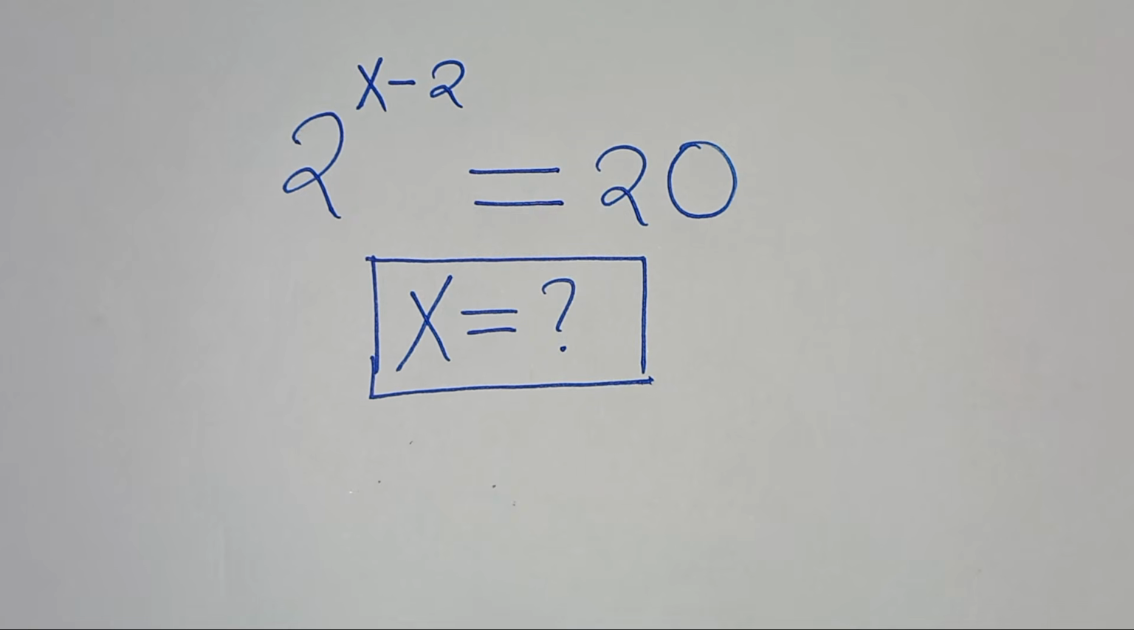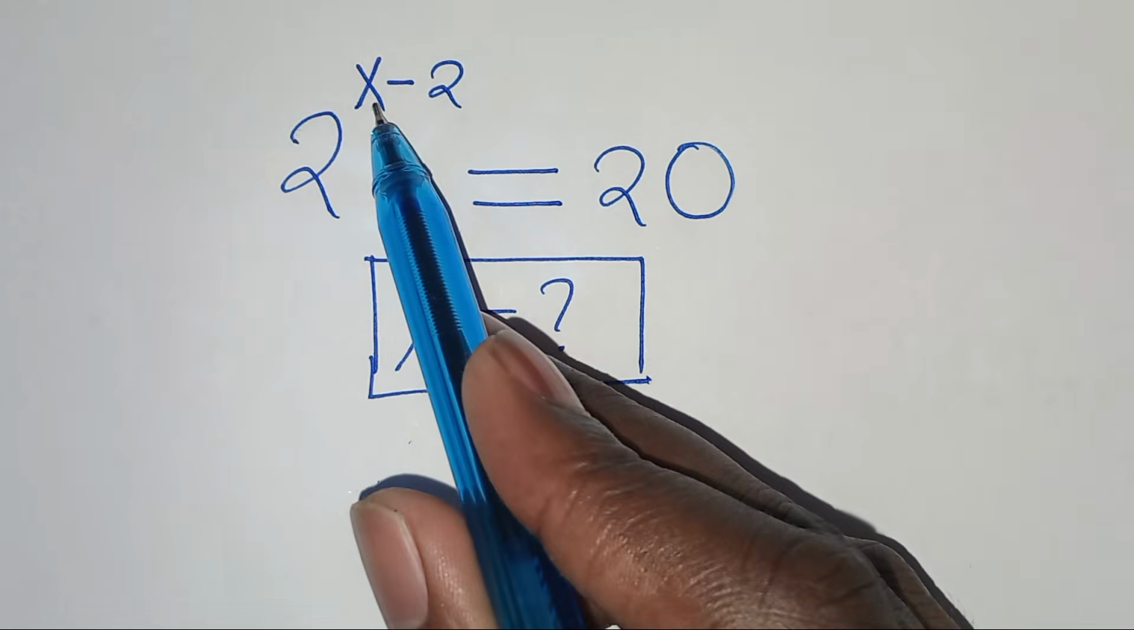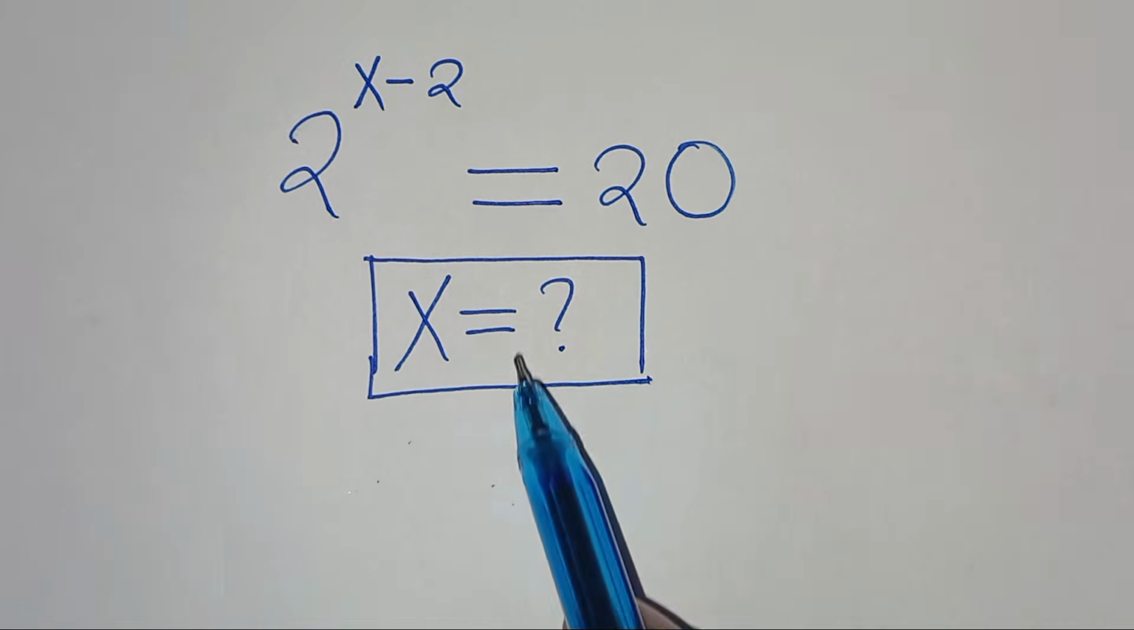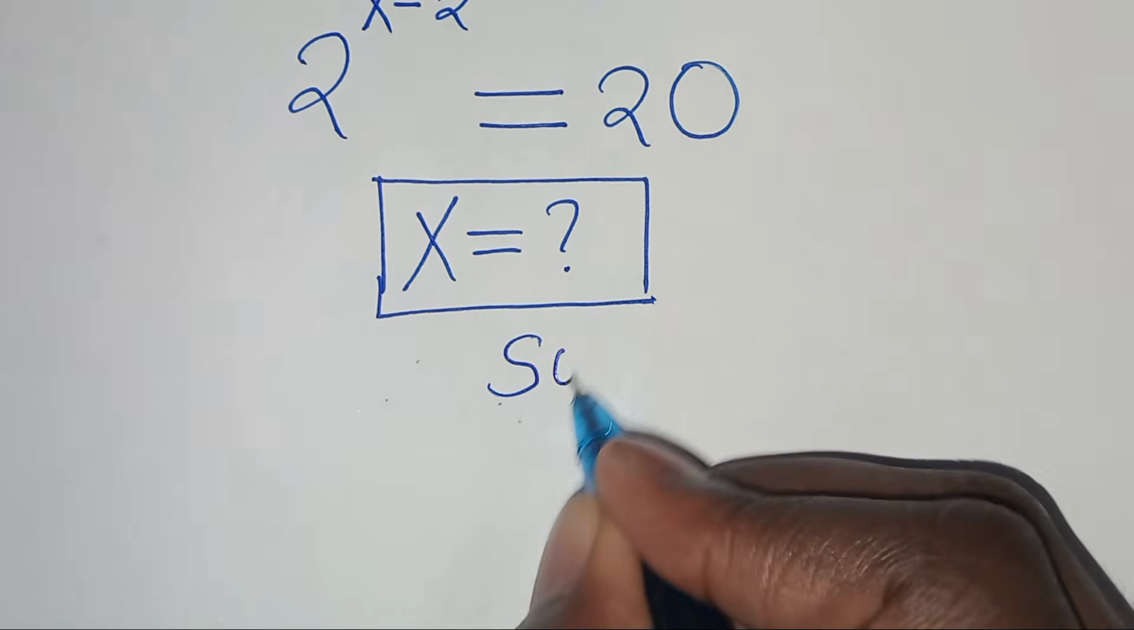Hello everyone, you're welcome to solve this nice exponential equation, which is 2 to the power of x minus 2 is equal to 20. So what is the value of x? Let's provide a solution from here.